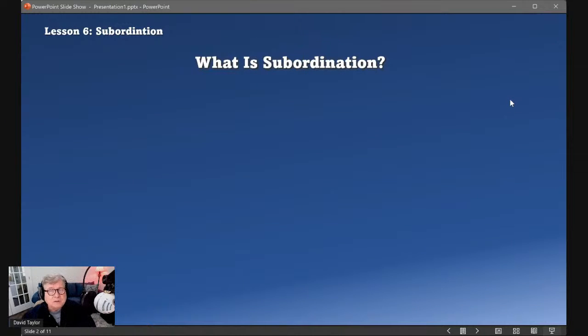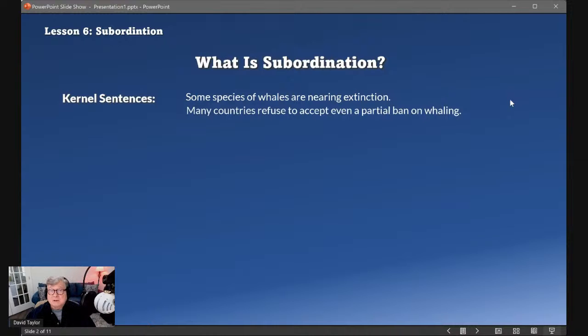What is subordination? A good way to define it is to compare it with something that we've already studied, which is coordination. Let's take a look at these kernel sentences. Some species of whales are nearing extinction. Many countries refuse to accept even a partial ban on whaling. Now, with coordination, we take those two sentences and treat them as equal thoughts, separated only by a coordinating conjunction.